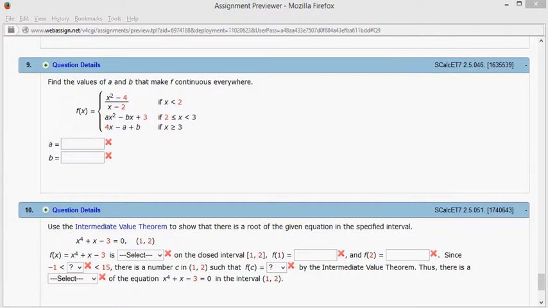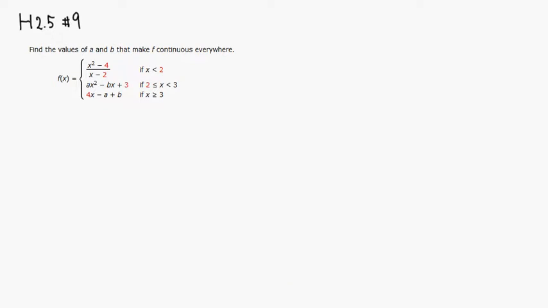Alright, let's look at homework 2.5, problem number 9. We have this piecewise defined function, and what we want to do is find the value of A and the value of B so that f is continuous everywhere. Alright, so let's do that.